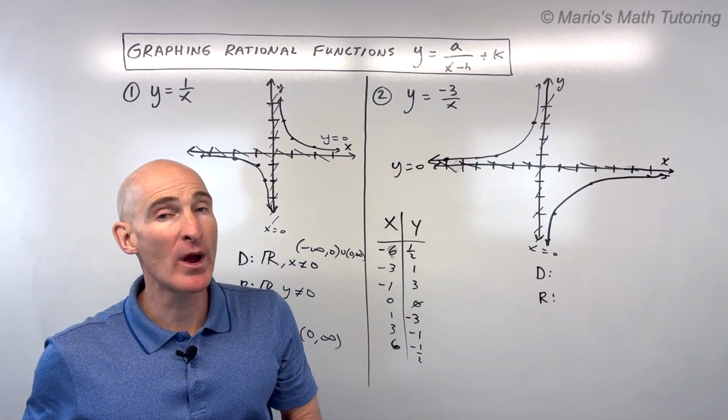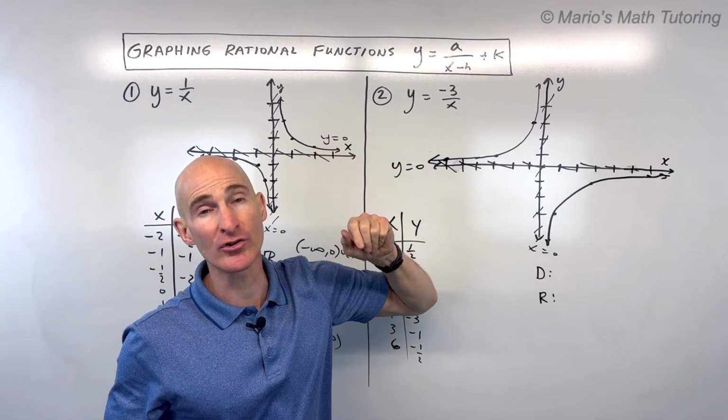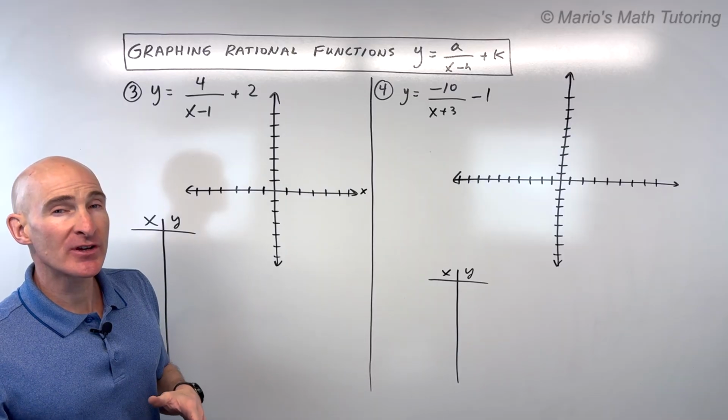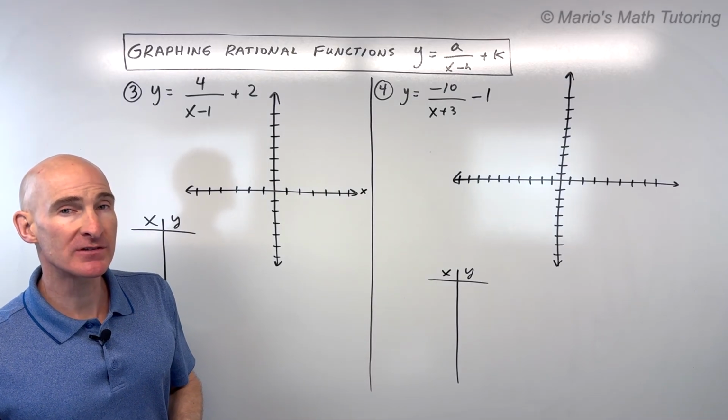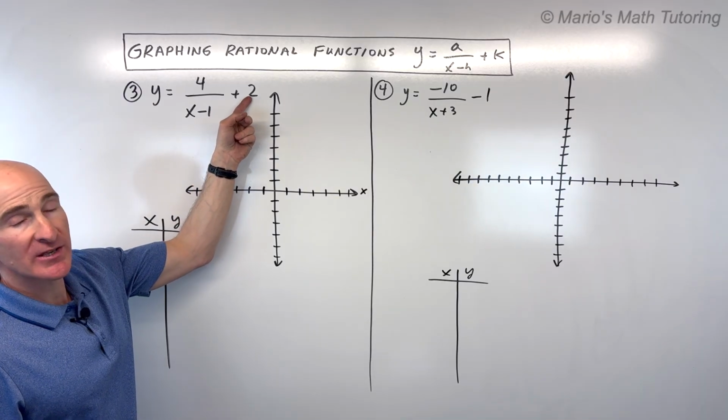So let me erase the whiteboard. Let's look at some problems that involve a horizontal shift as well as a vertical shift. Okay, for number 3, let's look at a couple different ways to graph this function. We've got y equals 4 over x minus 1, plus 2.